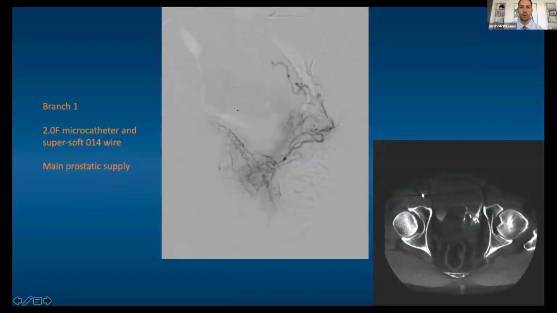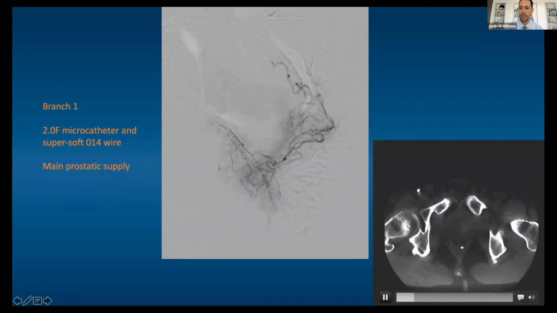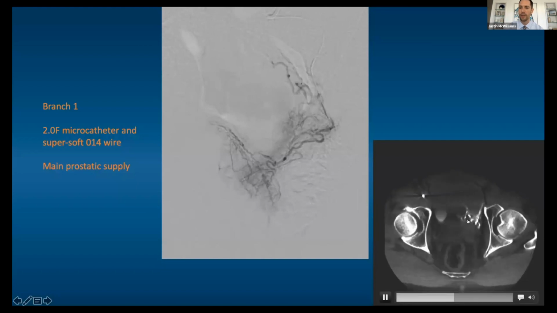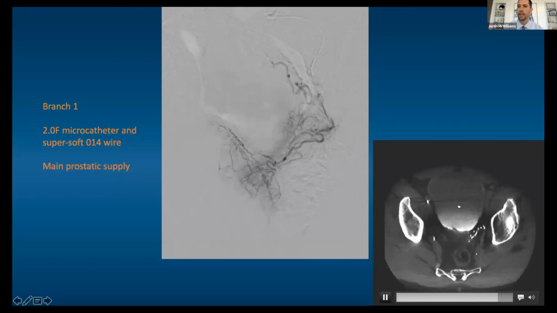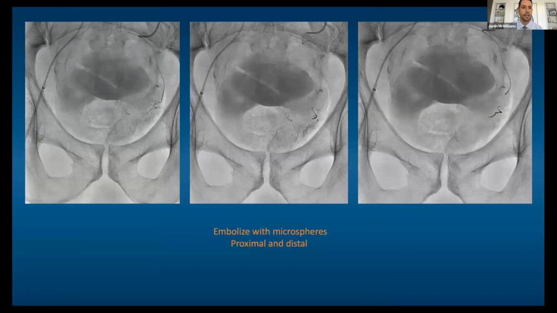This is in that same oblique, and now we can see that artery supplying the prostate and starting to see that blush. This is an example of a cone beam CT. As we inject contrast, we can see the prostate lighting up on cone beam to confirm that we're in the right place. So this is one of the main prostatic arteries.